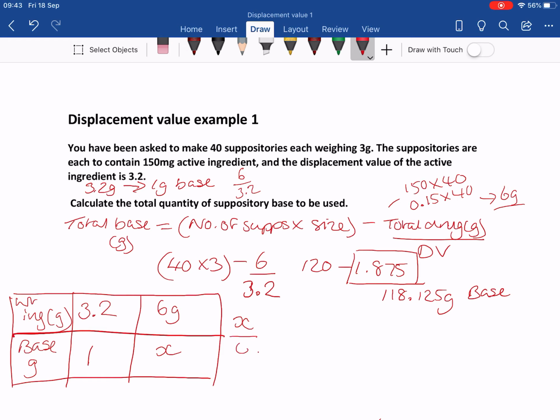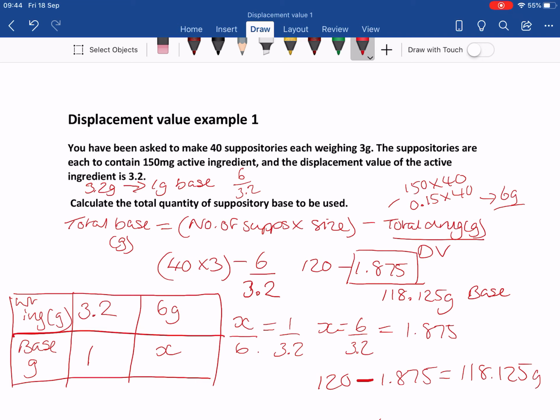X over 6 is equal to 1 over 3.2. So X equals 6 over 3.2, which equals 1.875. And then we need to remember to put that into the equation and subtract that from 120. That gives us an answer of 118.125 grams of base.